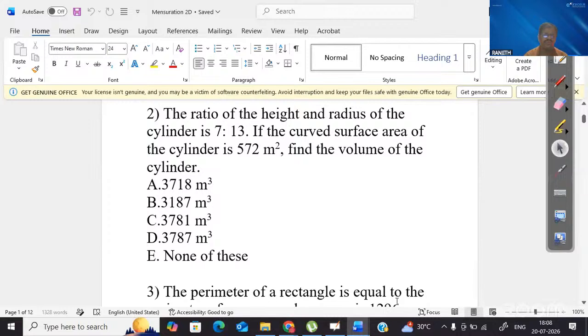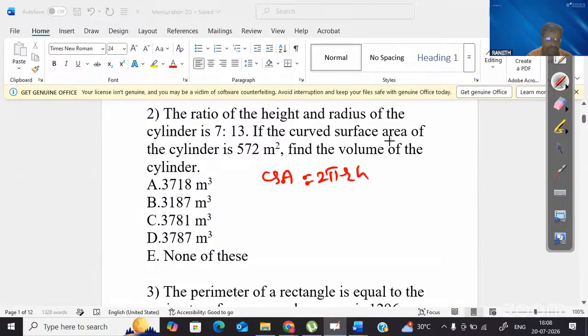The ratio of the height and radius of a cylinder is 7 is to 3. If the curved surface area of the cylinder is 572 meter square, find the volume of the cylinder. So what is the curved surface area of a cylinder? It will be equal to 2 pi r h, and the volume of the cylinder will be equal to pi r square h.